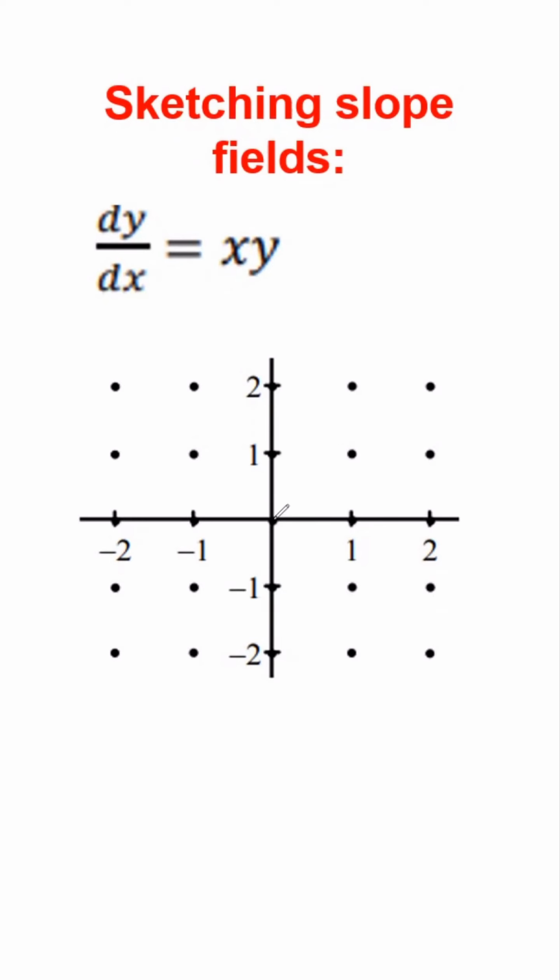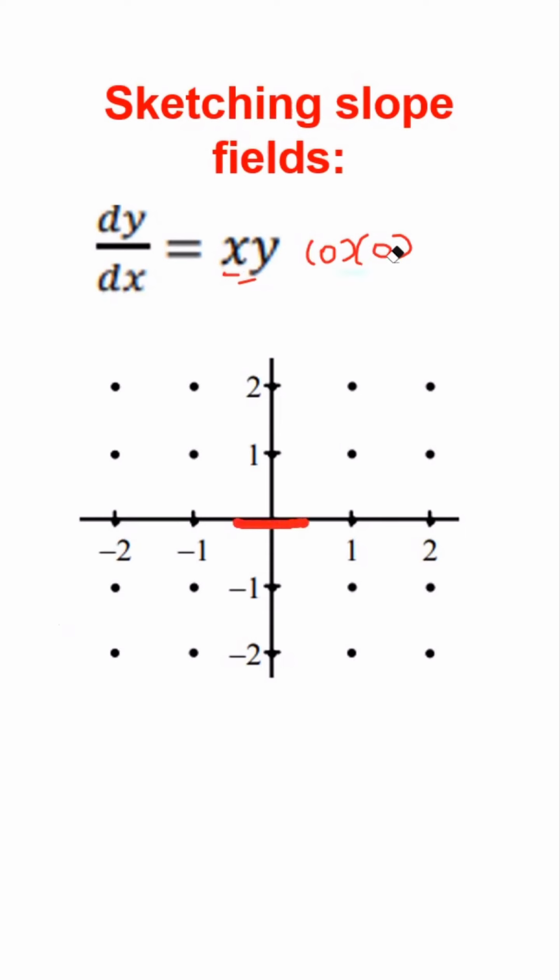So at the origin, the coordinates are 0, 0. So we plug in 0, 0 here. 0 times 0, I will get 0. The slope is 0. That means it would be a horizontal line. It's a horizontal line here.